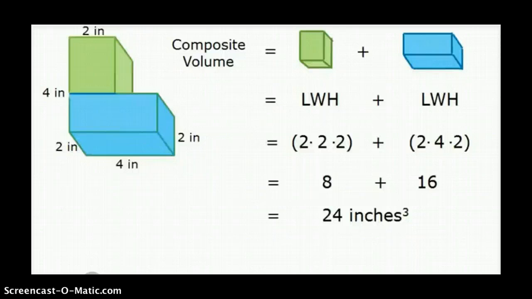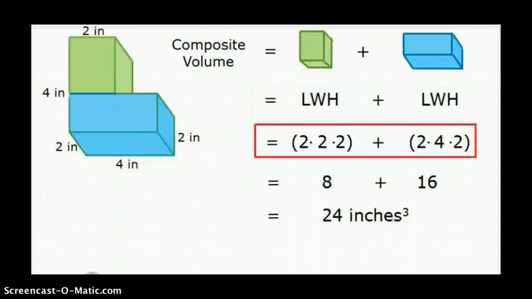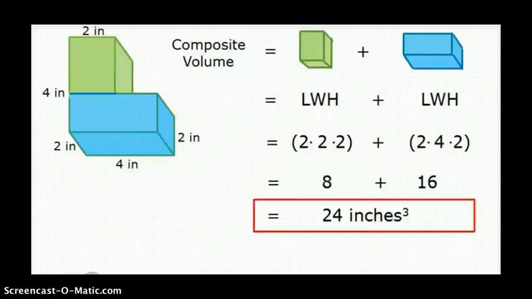Let's do a quick review of the steps you just went through. First, we cut our composite figure into rectangular prisms. Next, we wrote down the formula that would help us find the volume of those rectangular prisms. After that, we substituted in the numeric values, the side lengths that represent the length and the width and the height, and finally we did some simple arithmetic to lead us to the final answer of 24 cubic inches.